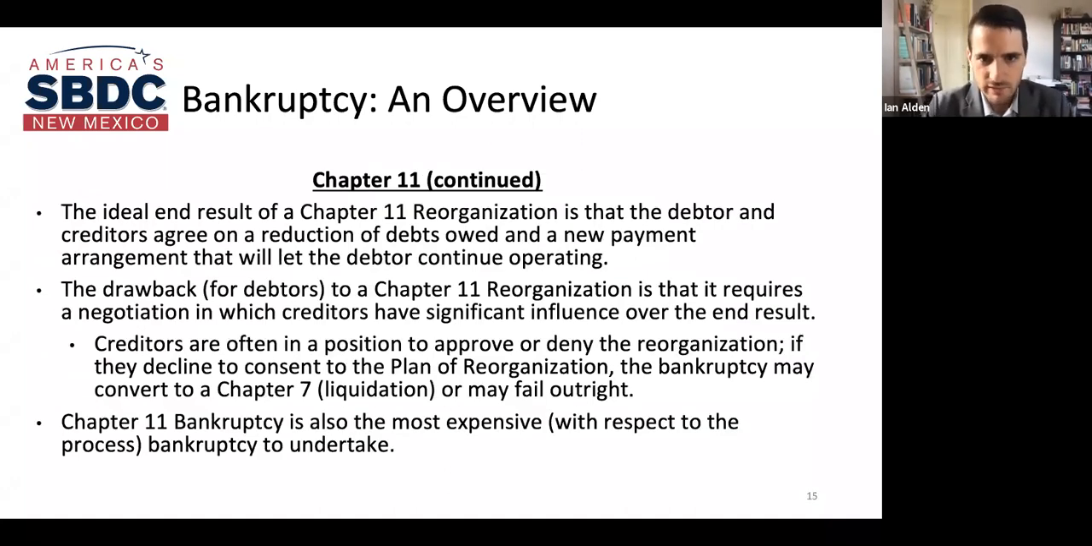Now, the ideal end result of a Chapter 11 is that the debtor and the creditors agree on a reduction of debts and a new payment agreement that'll let the debtor continue operating. It's called a plan of reorganization. It has to be negotiated, and in a Chapter 11, that's a complex process. The trustee will appoint a committee of creditors for the unsecured creditors so that they can band together and vote on approving or declining a plan of reorganization.